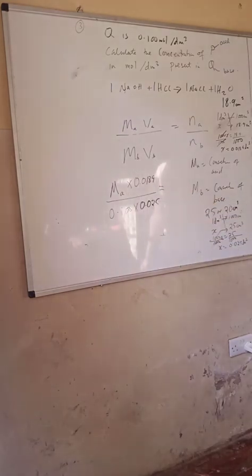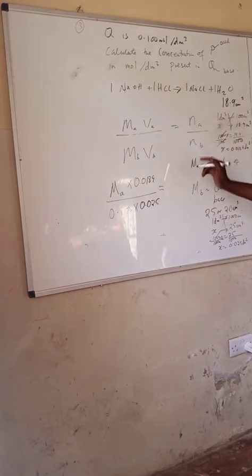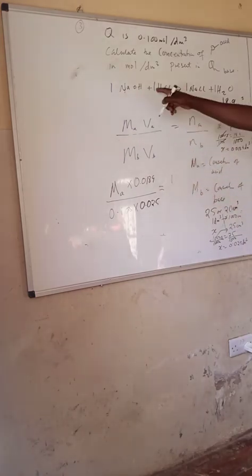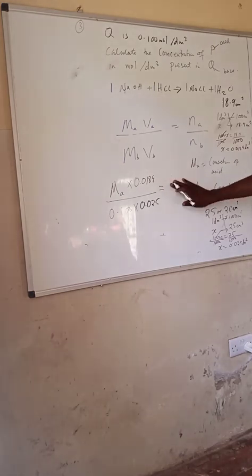Equals, and the number of moles of the acid. The numbers that are in front of the acid. You see, this is the acid. What number is in front? 1. So I put 1. If there was 2 here, you put 2. Maybe when you are balancing, you find that there's 2 here. You put 2 here. Okay? But here it's 1, so I put 1. But if it's 2, you put 2. If it's 3, you put 3.